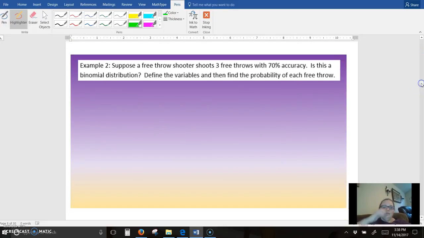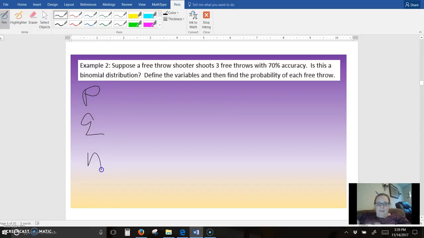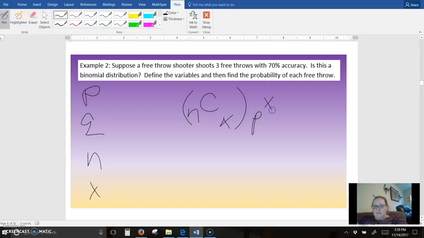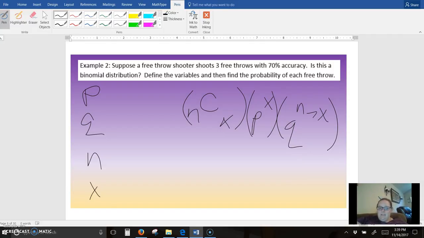Let's do this problem. Suppose a free throw shooter shoots 3 free throws, 70% accuracy. Is this binomial? Find the variables and find the probability of each. So we need to find P, Q, N, and X. Those are the variables from the formula. The formula was nCx, p to the x, q to the n minus x. And this is a binomial distribution because you either make the shot or you don't make the shot.